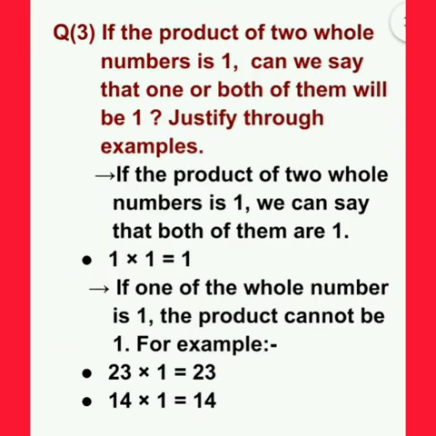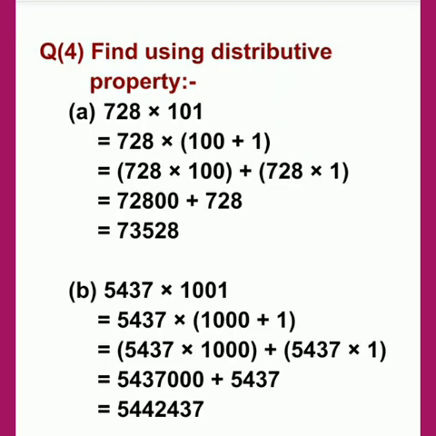If the product of two whole numbers is 1, can we say that one or both of them will be 1? Justify through example. Now students, if both the numbers are 1, then only we will get product as 1. If one number is 1, then we will get the other number, that is suppose 23 into 1, we will get 23. So it will hold good only when both the numbers are 1. Now question 4, you can solve it by distributive property. You have done in exercise 2.2.